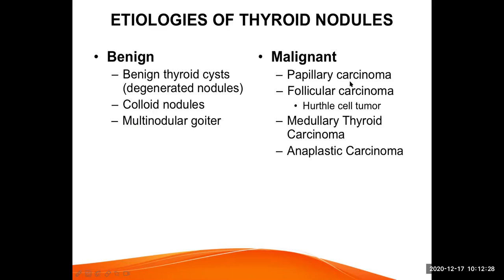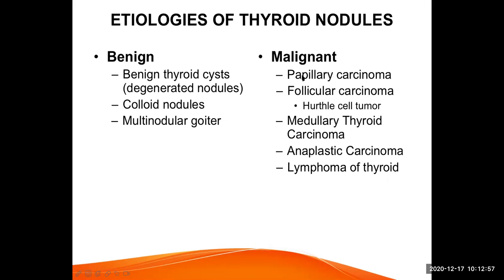We have got papillary carcinoma of thyroid gland, we have got follicular carcinoma of thyroid gland, and one of the types of follicular carcinoma is called Hurthle cell tumor. This Hurthle cell tumor is developed in Hashimoto's thyroiditis. We'll talk about that in our thyroid cancer class. Third one is a medullary thyroid carcinoma, and the fourth one is anaplastic carcinoma. And sometimes even lymphoma of thyroid may occur there.